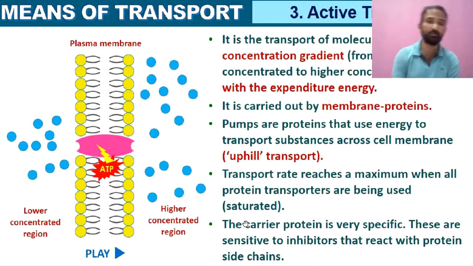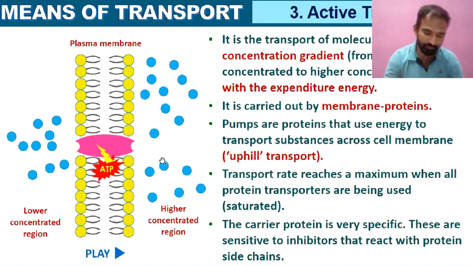Active transport. Just see here, if the plasma membrane is there, commonly the molecules have a higher concentration on one side and a lower concentration on the other. But here the lower concentration molecules are moved towards the higher concentration. So it is the transport of molecules against the concentration gradient, from the lower to the higher.